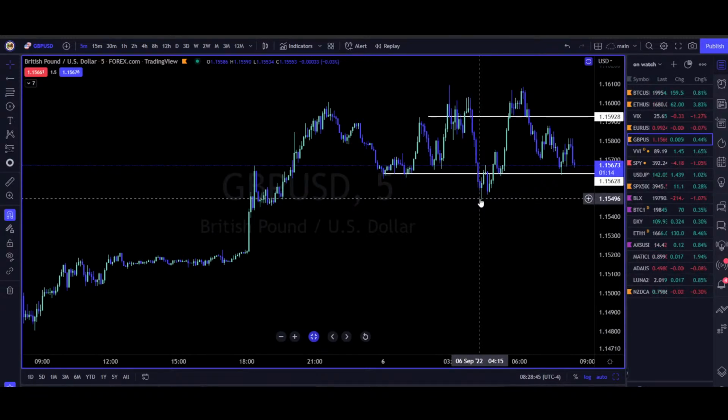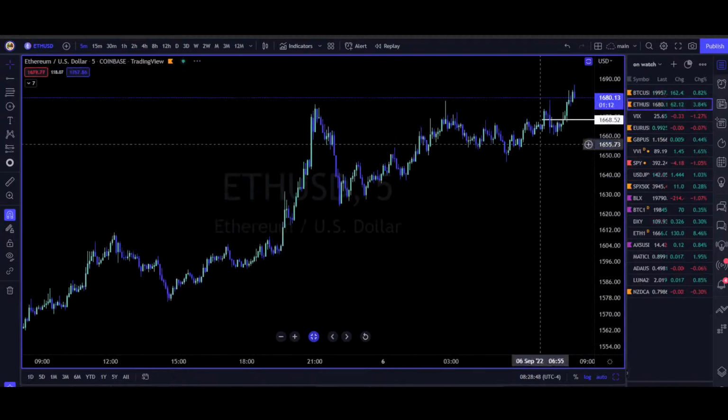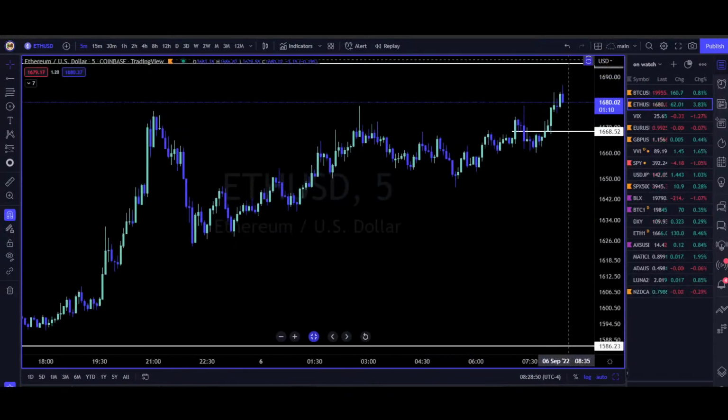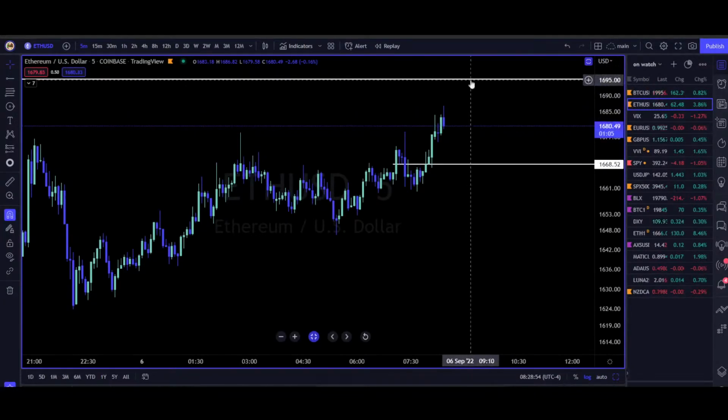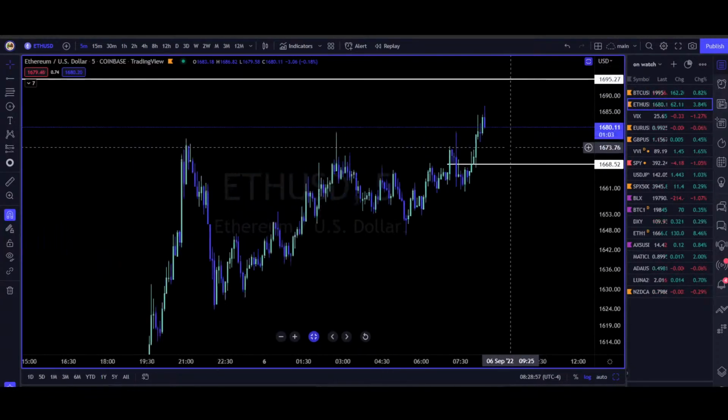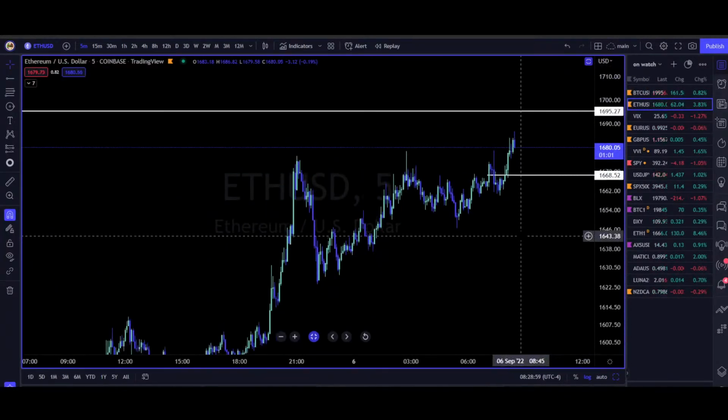ETH running into weekly supply and daily resistance. Yeah, we're going to keep an eye on it. That would be a decent spot to take entry as long as we get the rejection. And we would only be looking for a small push lower. We're not looking for fresh low of days, obviously.